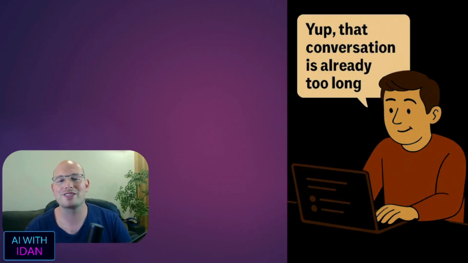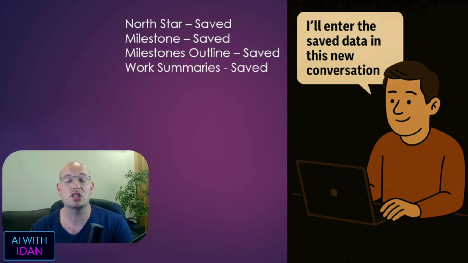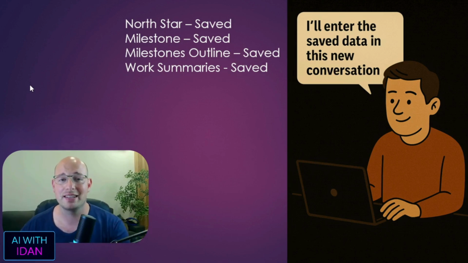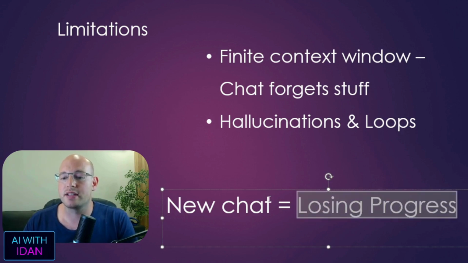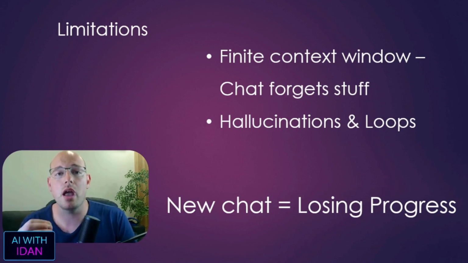Because once the conversation gets too long, when you see that it starts forgetting stuff, when you see that it's slowly losing that North Star, that is when you start a new conversation, and you reference all of the things that you saved. That's what it's all about. This framework of creating structured data and saving it is all about that specific limitation of losing progress in the new chat. If we're saving all of our data, our work progress summaries, our North Star, and everything is structured and well defined, we will have a much easier time when we start a new chat.